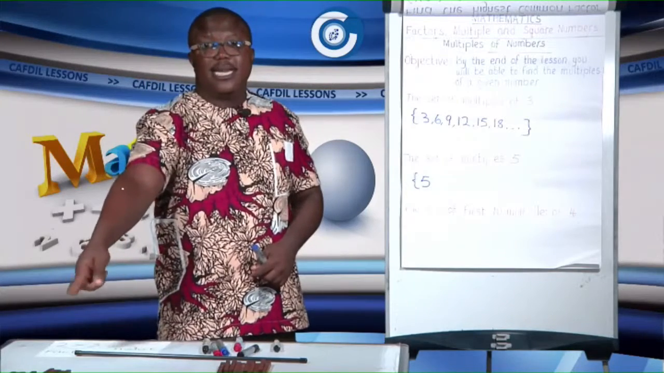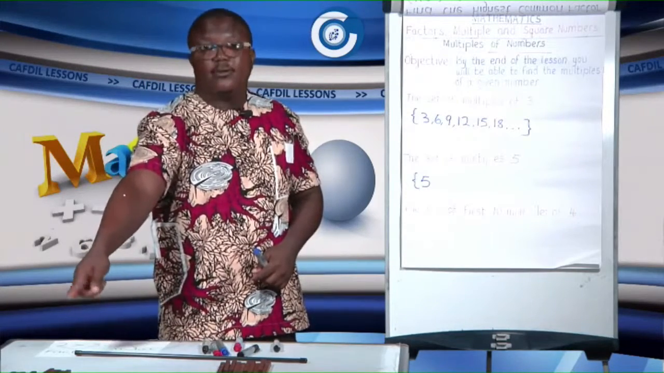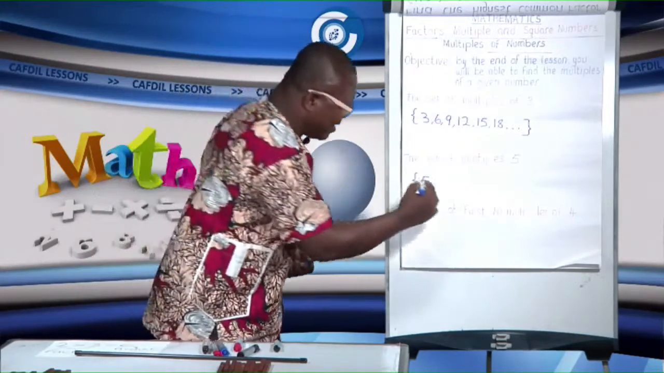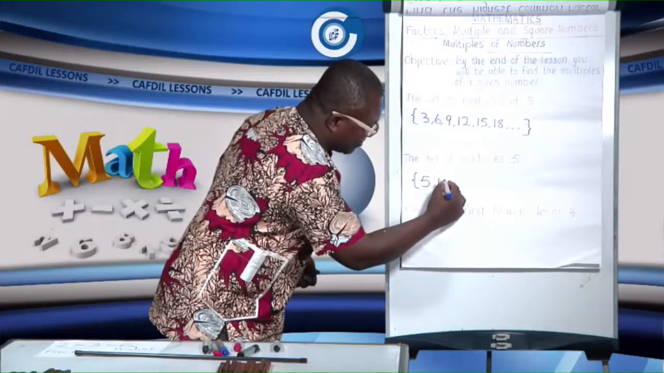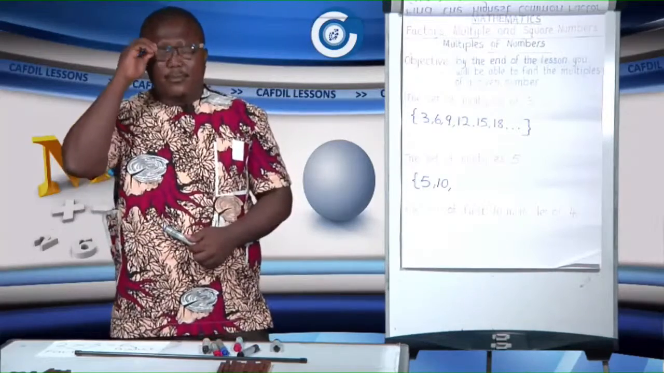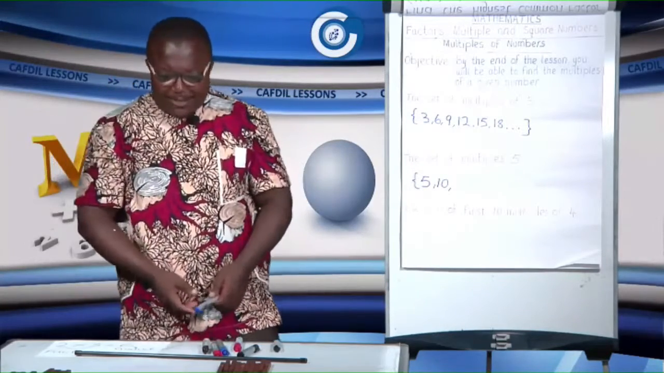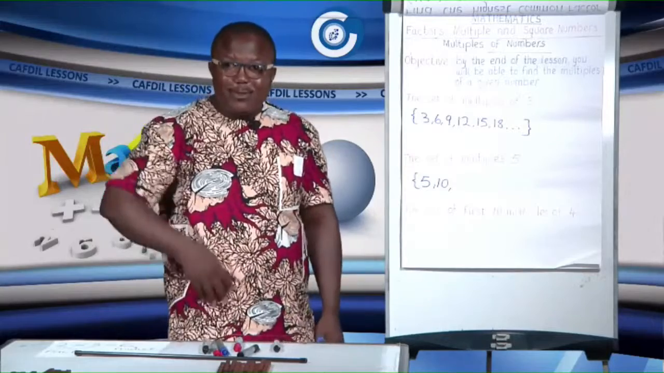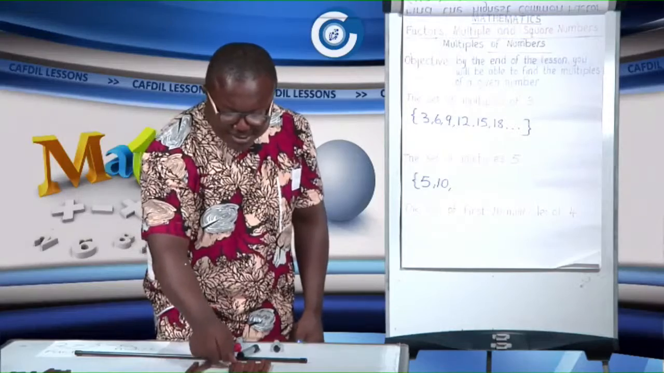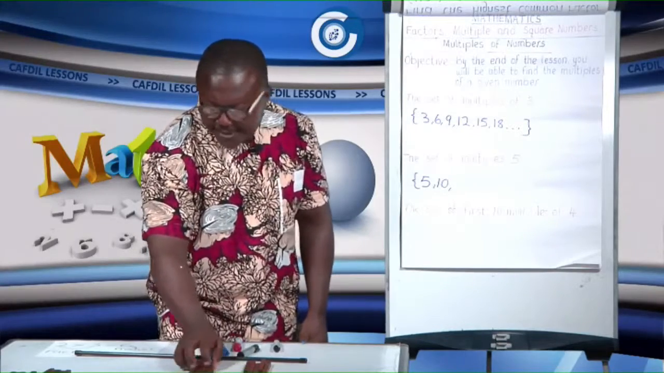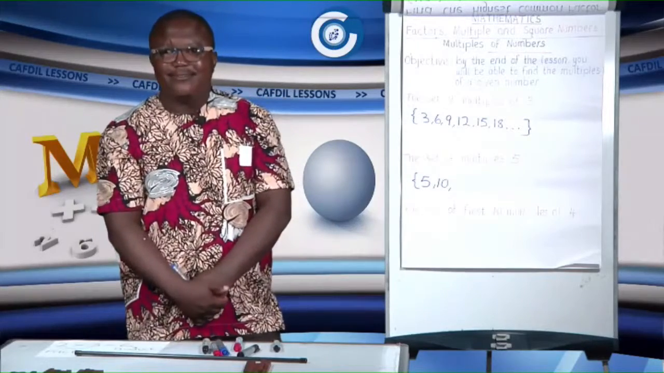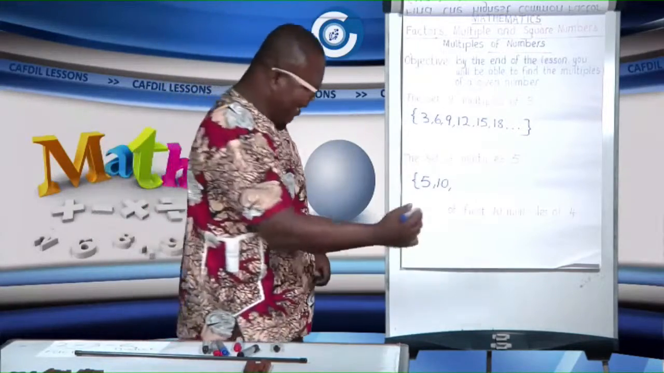So the next number will be what? Count the number of the counters over there. So the next number will be what? 10. Let's come to the next number. So here too, it means I'm supposed to add another 5. 1, 2, 3, 4, 5. So I add another 5 to it. How many are there? 15.